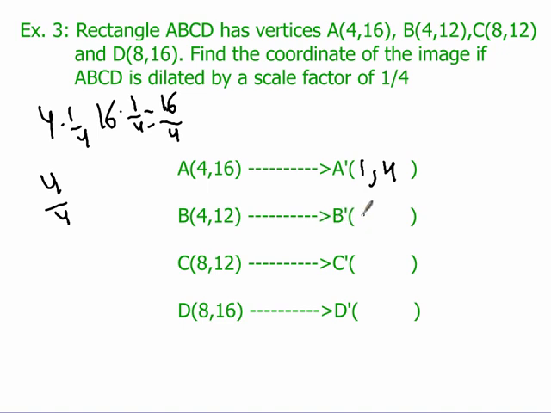B prime: 4 divided by 4 is 1, 12 divided by 4 is 3. C prime: 8 divided by 4 is 2, 12 divided by 4 is 3. And D prime: 8 divided by 4 is 2, and 16 divided by 4 is 4. So my points are A prime at (1, 4), B prime at (1, 3), C prime at (2, 3), and D prime at (2, 4).